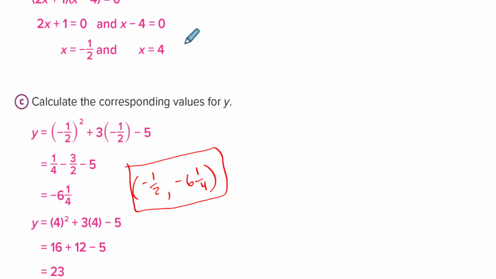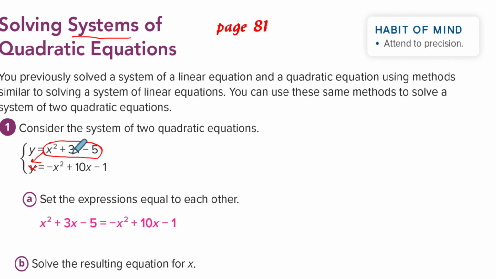And you can plug them back into those equations if you want to. I would, plug the second ones down here. What do you get? X equals 4. When x equals 4, then y equals 23. So that is the second solution. So this system of equations has 2 solutions.